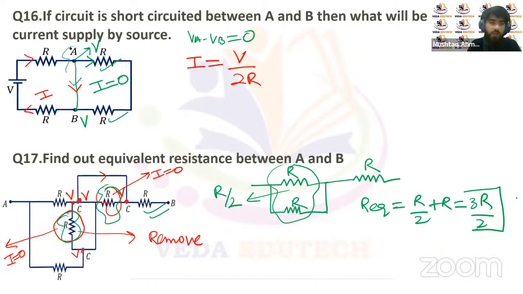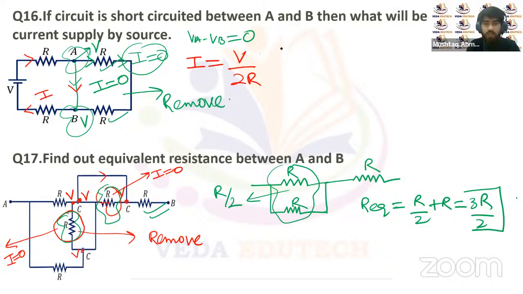The potential of A will become equal to the potential of B, or we can say the potential difference between A and B is 0. If the potential difference between A and B is 0, it means that the current flowing through this portion will be equal to 0, right? Or we can remove this portion of the circuit, right? That's the reason we get the total current equal to V upon 2R, right?